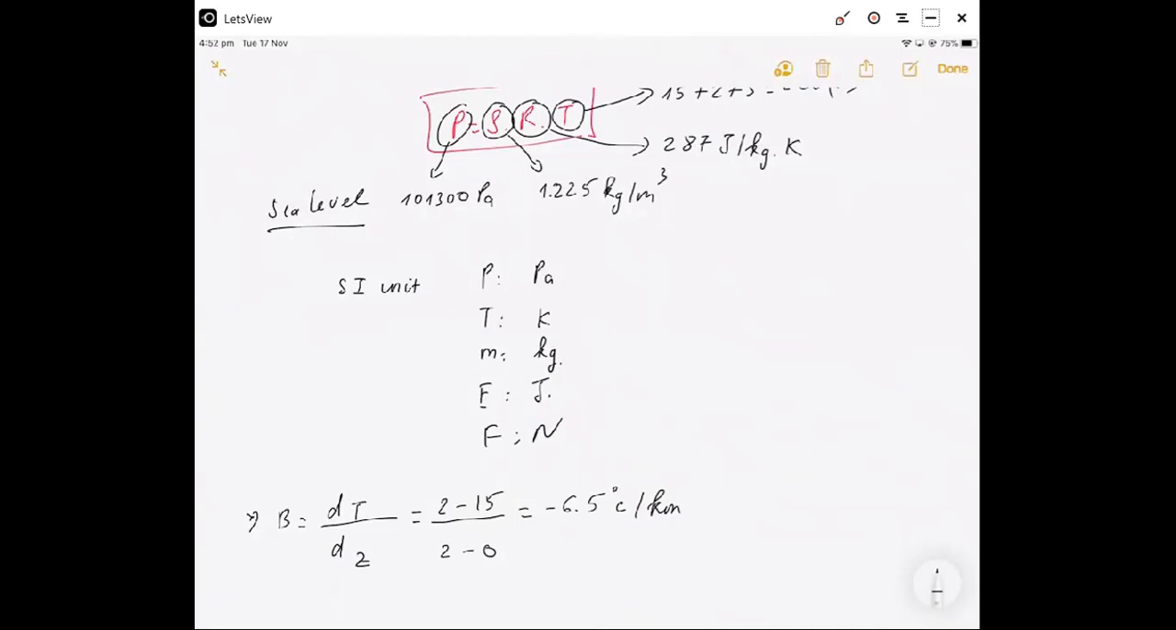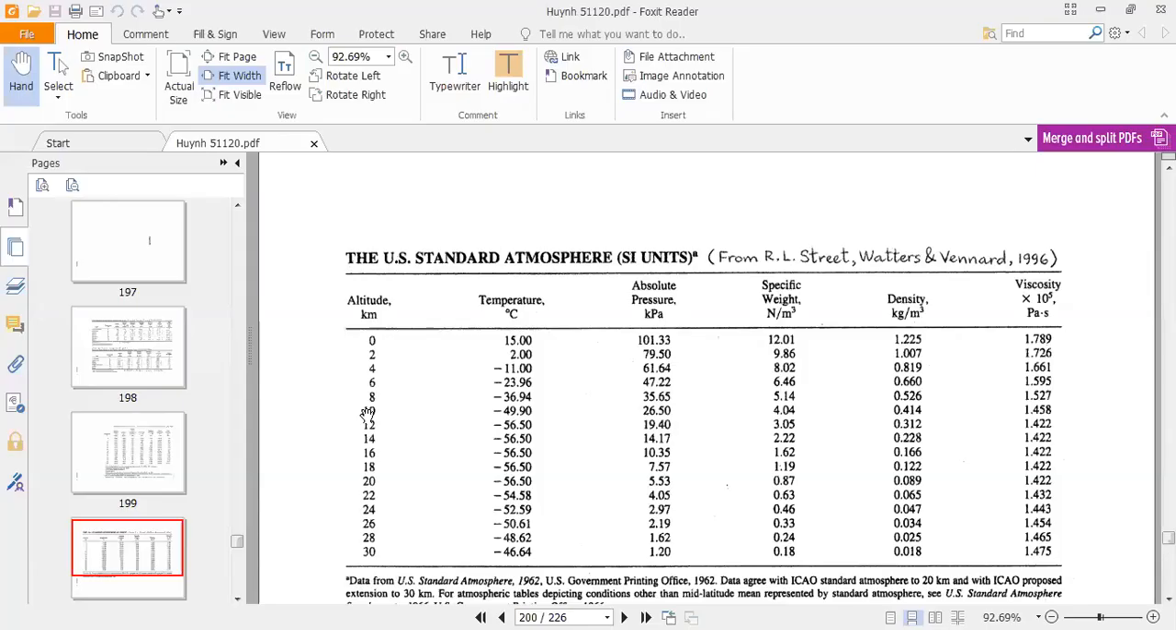6.5. We go up 1 kilometer, the temperature decreases 6.5. You see from 0 to 10 kilometer, from 0 to 2, the change is 13. So 1 kilometer is 6.5. From 2 to 6, 6.5. 6 to 8, almost 6.5. From 8 to 10, almost 6.5.